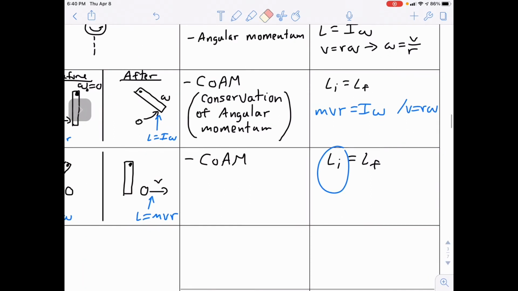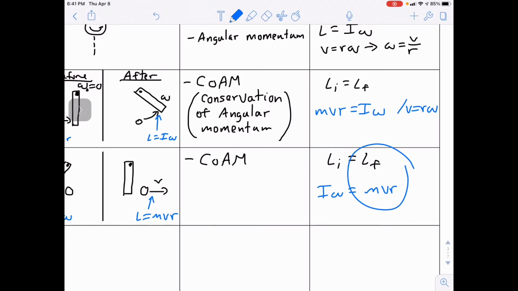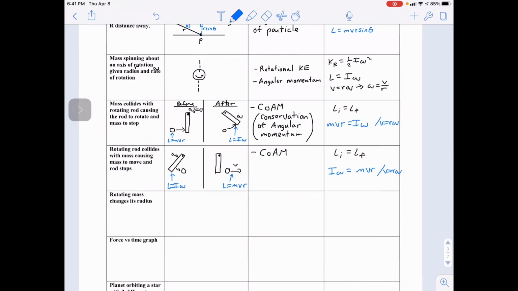Which means we need to be able to come up with I omega for the initial angular momentum equals MVR for the final angular momentum. Okay, and again, yes, V equals R omega can be helpful when we have two different types of velocity units there.